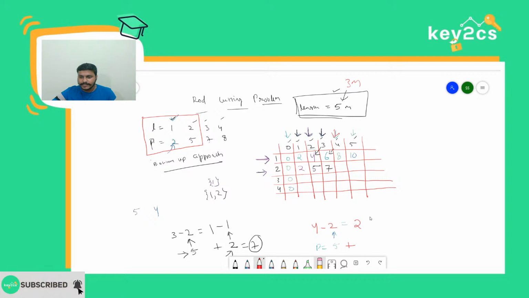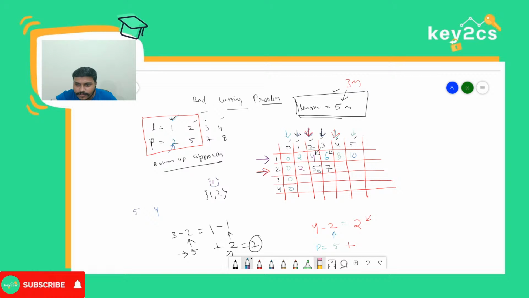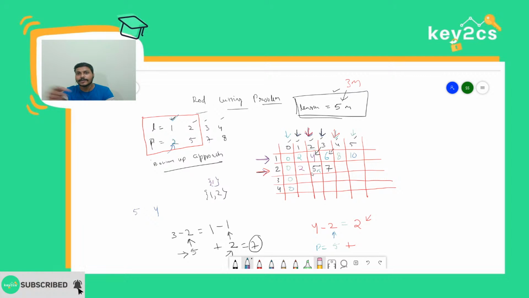Okay, to make this 2 meter, what is the profit? What is the maximum profit you would make to make this length 2 meter? See this. In the same row, if you see the column value, that is the profit to make 2 meter rod.